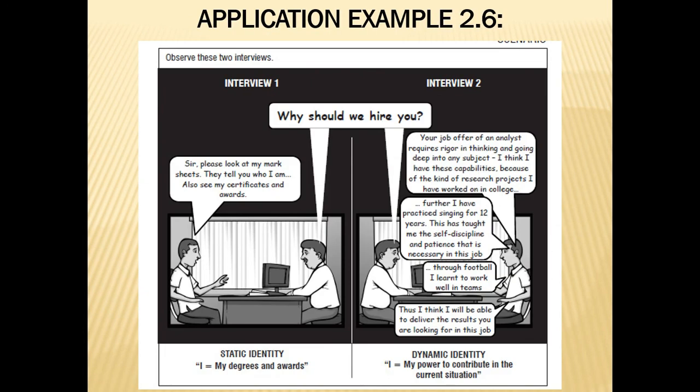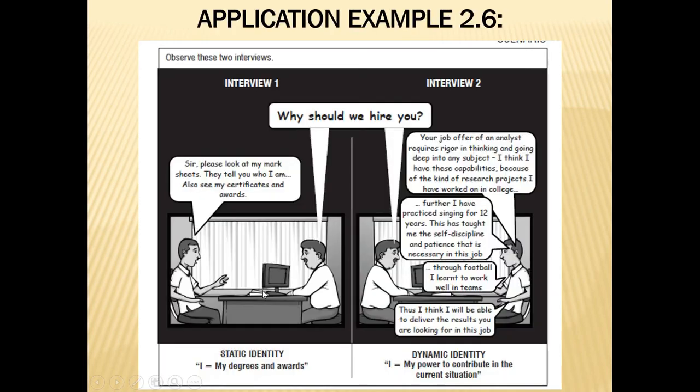Now, the final application 2.6. There are two interviewees. Both have one question: why should we hire you? The first one has a static identity based on the degrees and the awards he achieved. So he says, sir, please look at my mark sheet. It tells you who I am. Also see my certificates and awards. So he is depending on the certificates and awards that he has achieved in the past.